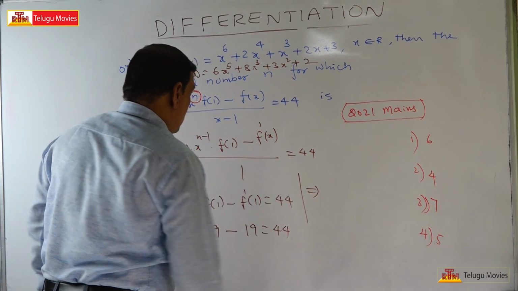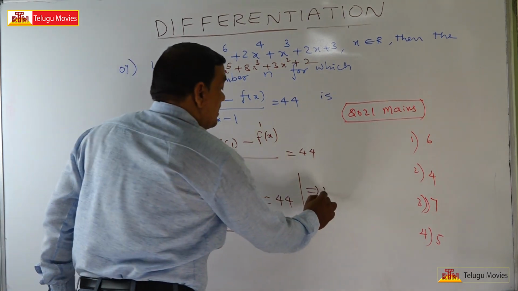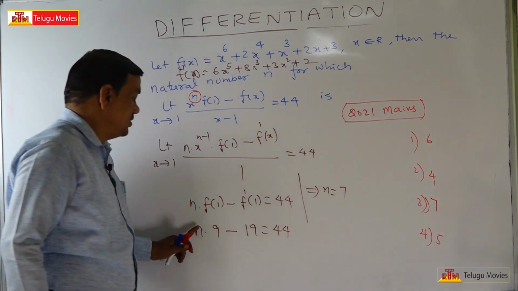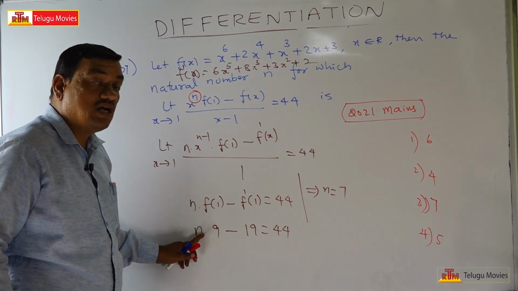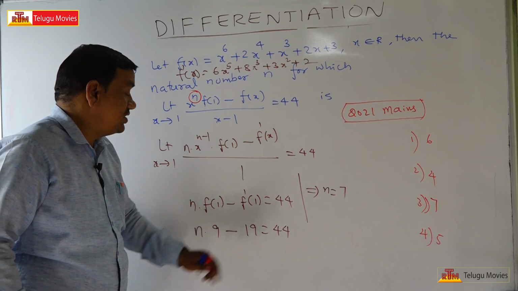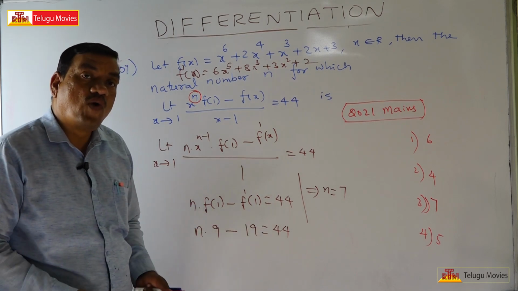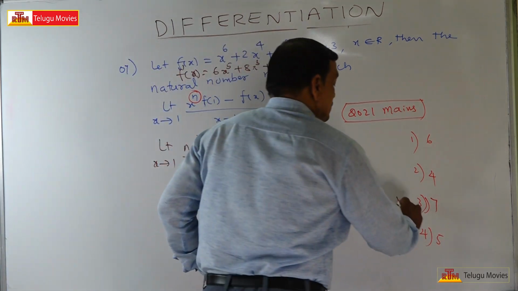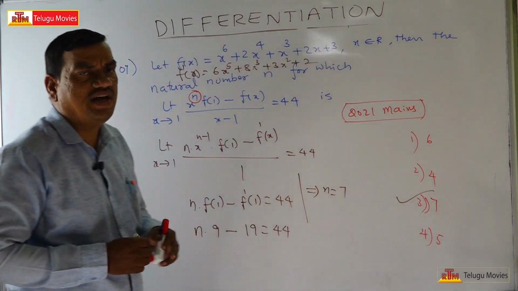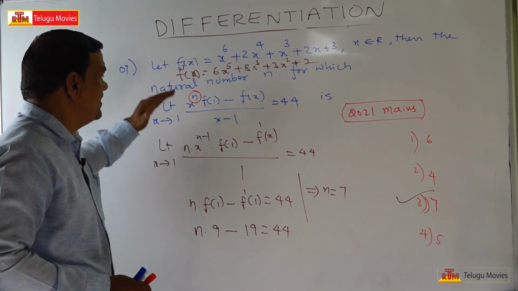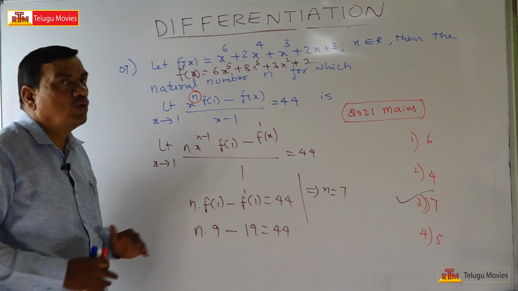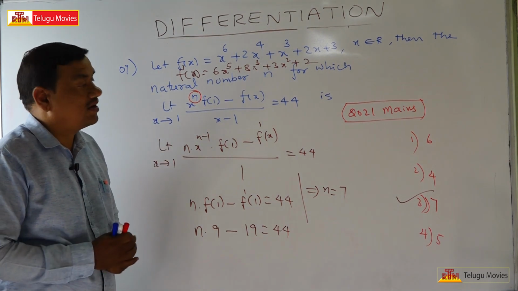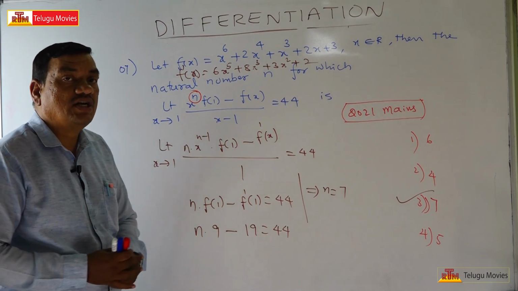So if you solve this, the n value will become 7, right? Check: 9 7s are 63. 63 minus 19 is equal to 44. So therefore your n value equal to 7 will be the correct answer. Very, very easy problem. By using the L'Hospital rule, the problem comes easily. I hope that you understand this solution.